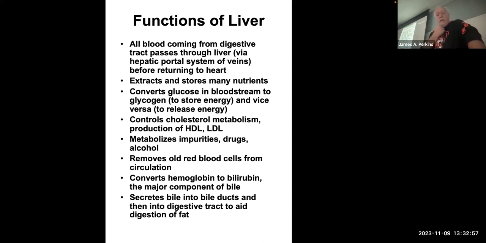Similar to the spleen, the liver also filters out old red blood cells from circulation. But then once it does that, the liver does something that I consider really remarkable. It takes the contents of those old red blood cells and recycles them. So the key component of red blood cells is a protein called hemoglobin, which is the protein that actually carries oxygen in the red blood cells.